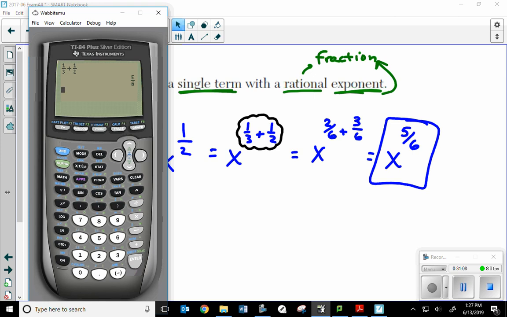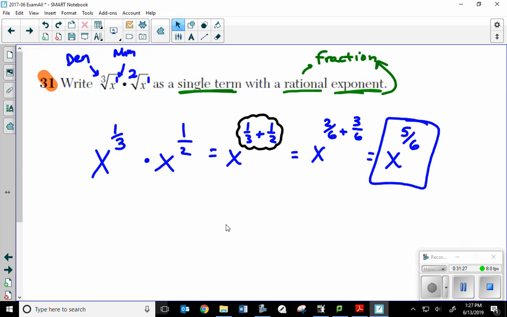5/6. There you go. Now look at it. If the two fractions I had to combine were 413 all over 9,873 plus 11 over 217, look, I get that. I get that. But 1/3 and 1/2? Come on, people, easy. And we have one more problem left to do.